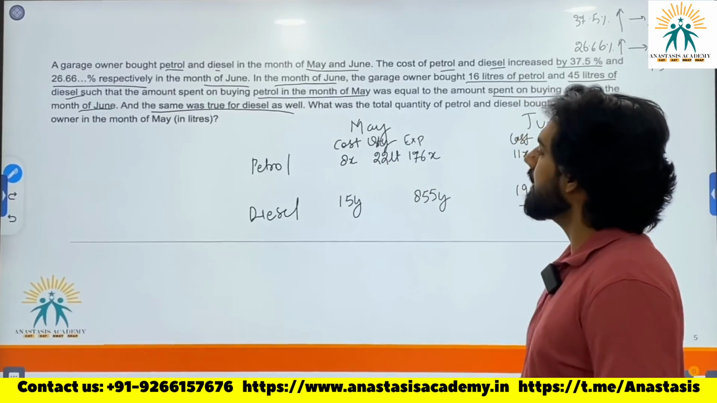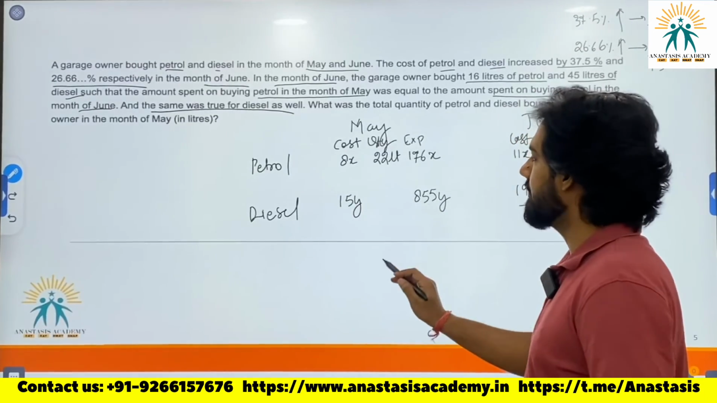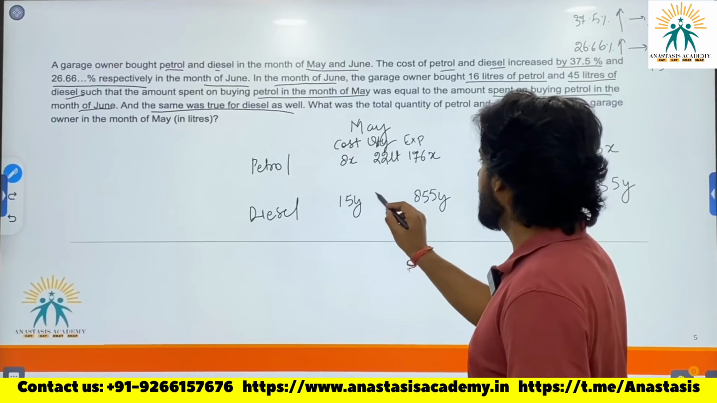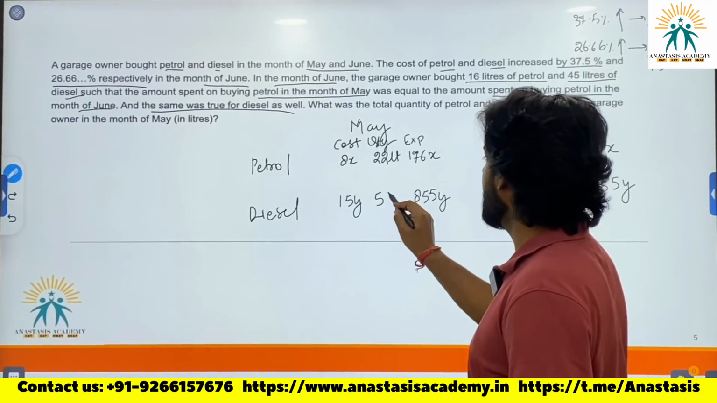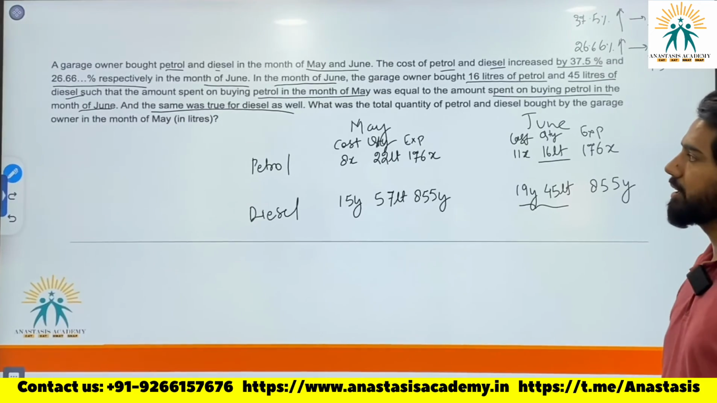So the quantity of diesel bought in May was how much? Divide this expression by 15y, so it becomes 15 5 times and 15 7 times. So 57 liters of diesel was bought in May.